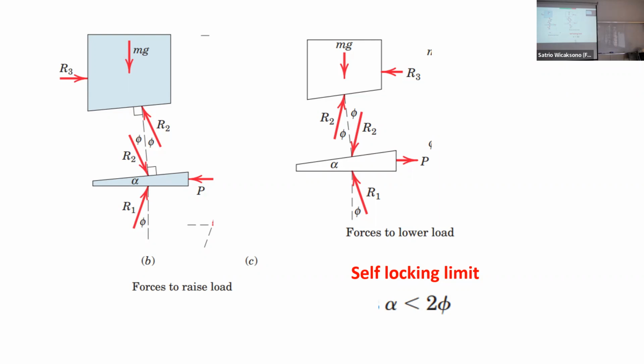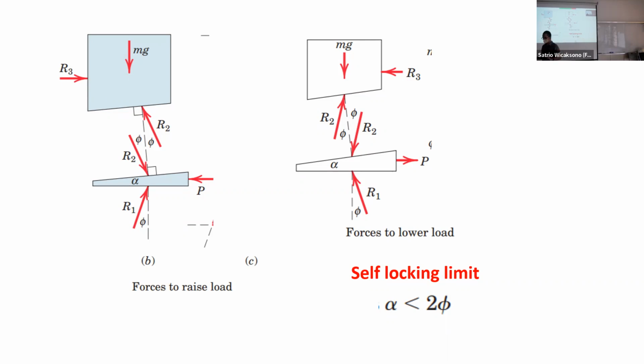Ini salah satu hal yang ketiga ya. Tadi saya bilang, when I talk about the wedge, there are 3 important things. The first one is when you push the wedge in. The second one is when you pull the wedge out. The third one is the condition to ensure the self-loathing. If self-loathing is not happening, if alpha is bigger than 2 pi, the wedge, after you push it, will move out by itself.